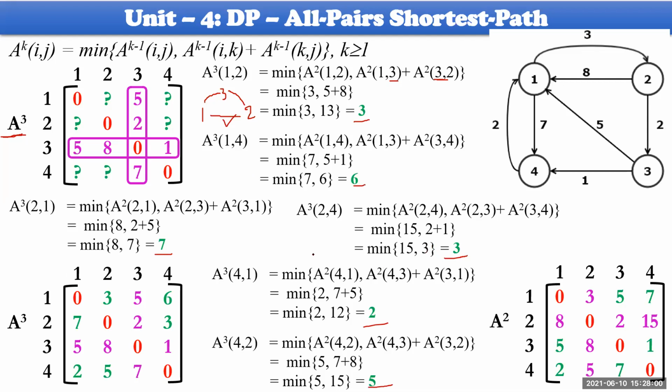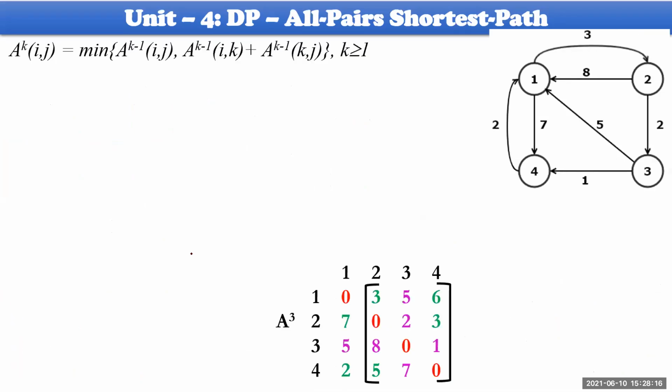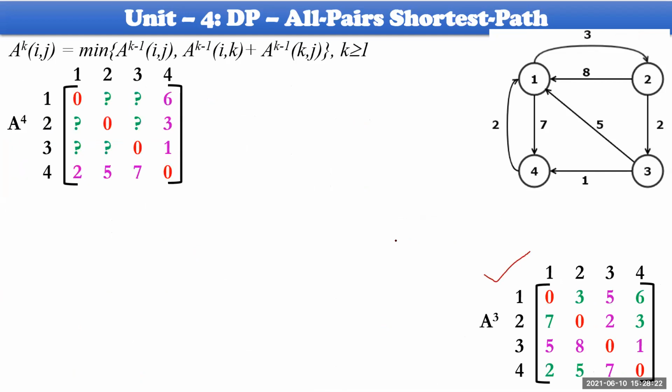Now, let us go ahead with the next stage, the final stage. Final stage is A power 4. What is the input of A power 4? So this is the input of A power 4. Okay. So let us go ahead. The graph is the same and the formula is the same. Now we are using A power 3 as input for the next stage. Okay. So no stage value or output is being discarded here.